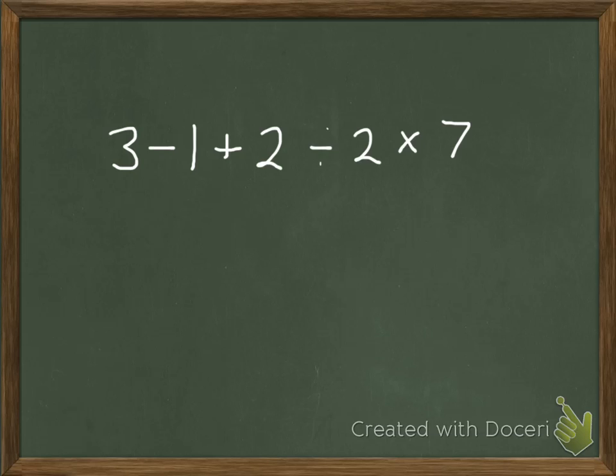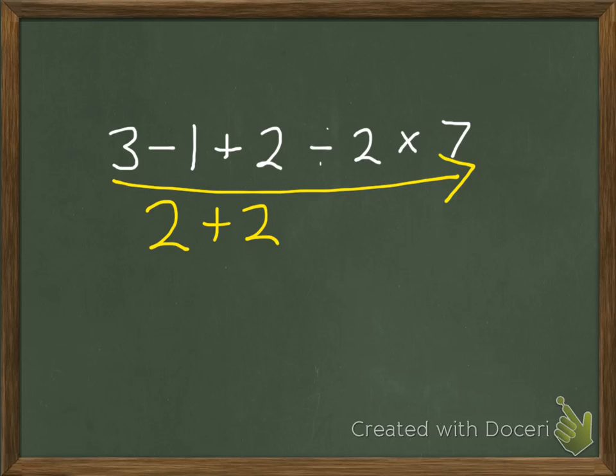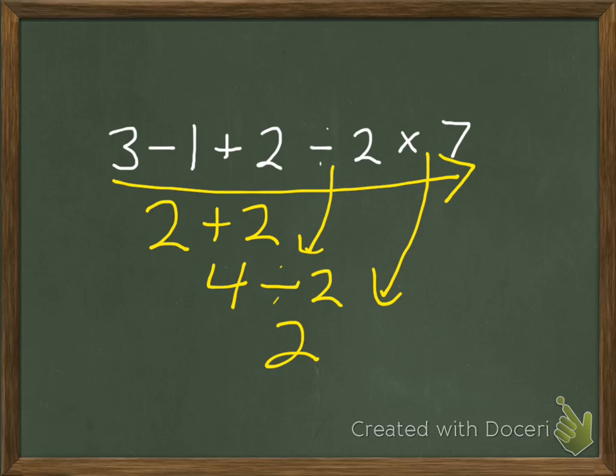Now, you might be tempted to go ahead and solve this equation by just strictly going from left to right. If you do that, you would do 3 minus 1 is 2, and then 2 plus 2 gives you 4. 4 divided by 2 would give us 2, and then 2 times 7, this last part here, would give us the answer of 14.